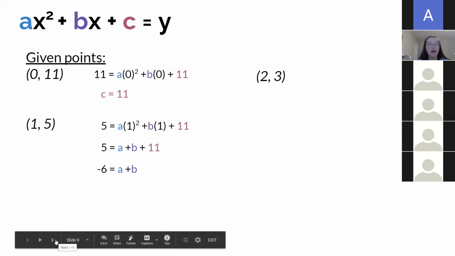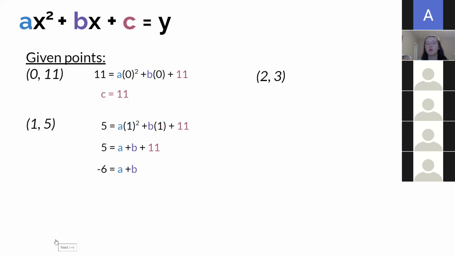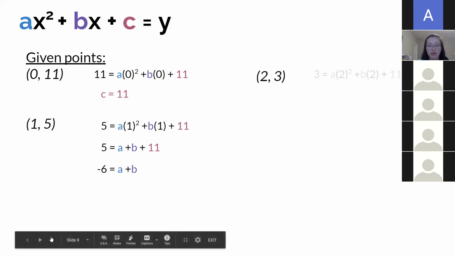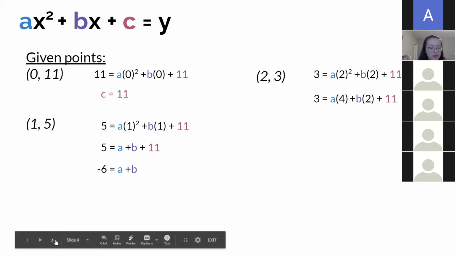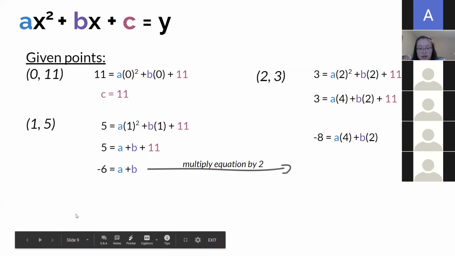So now we have that. Obviously, we don't have all three terms, a, b, and c. We only have c. So now we have to try the last point. We would plug in 2, 3. 3 equals a times 2 squared plus b times 2 plus 11. Then we simplify it: 3 equals a times 4 plus b times 2 plus 11. And now we have this other equation, -8 equals 4a plus 2b.